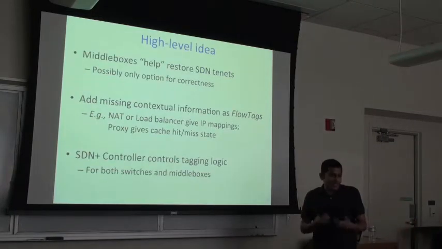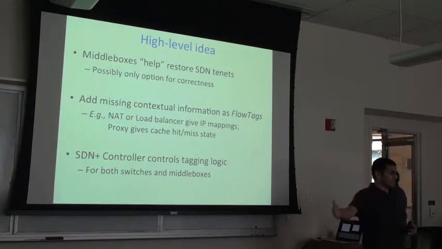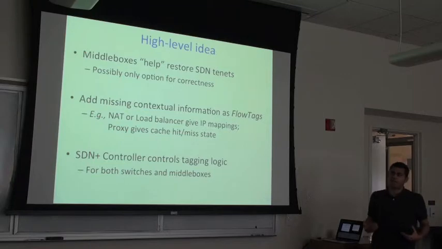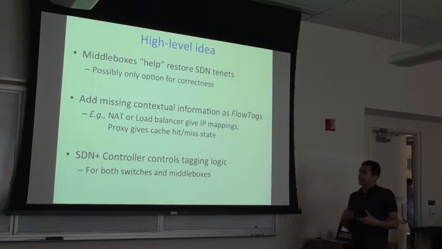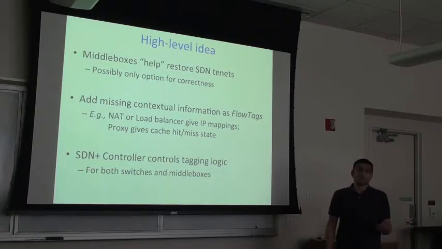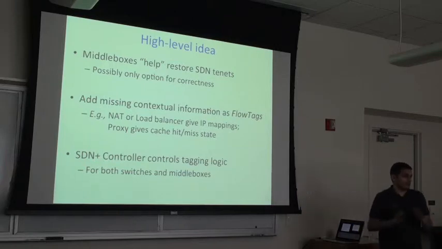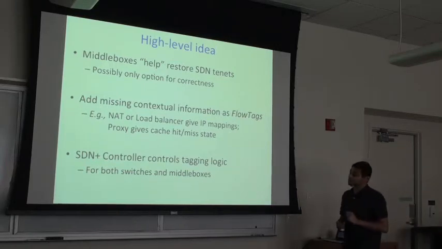So the high level idea we came up with is, in hindsight, obvious. These boxes are fundamentally causing this problem, so why not ask the boxes to tell you what they did? Why don't we have the middle boxes help restore these tenets in some way? And in some sense, for example in the proxy context, this is the only option you have. You cannot do correlation, you cannot have any other option.